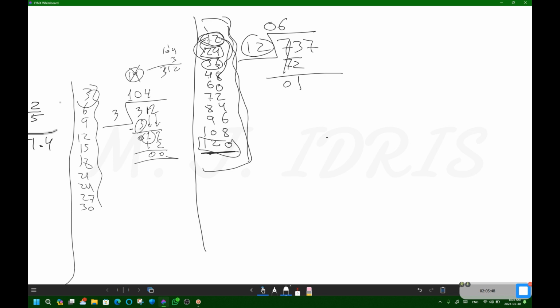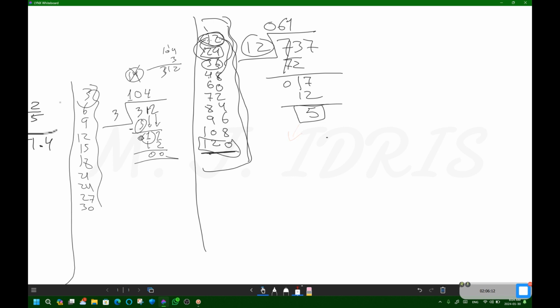Then I get my next number down, 17. 17 divided by 12, the closest number to 17 is 12, which comes from 1. When I subtract here, I get a 5. Now, this is the long division here. This 5 here is called the remainder.